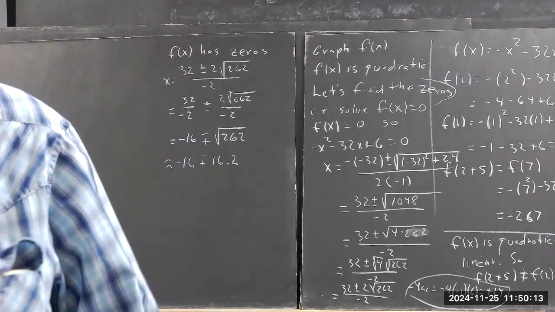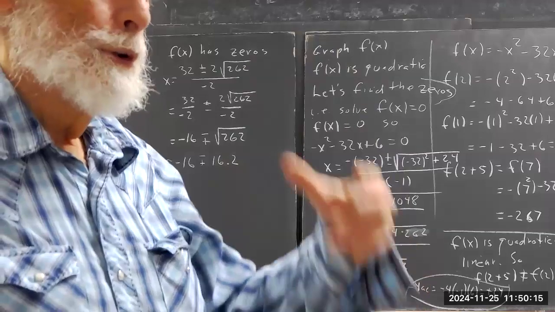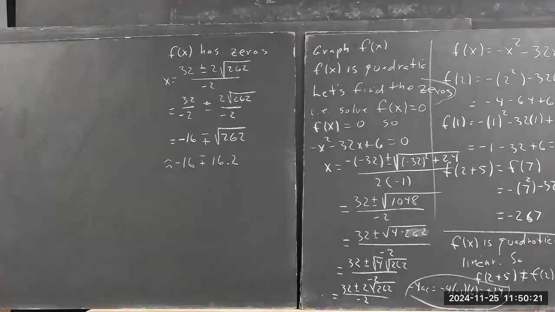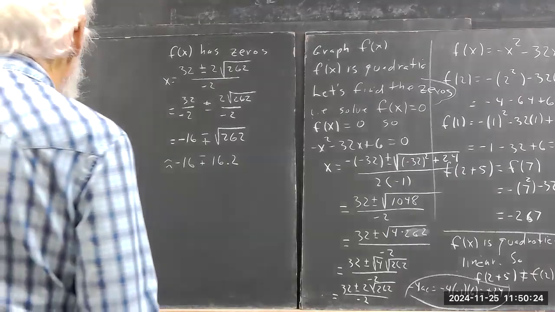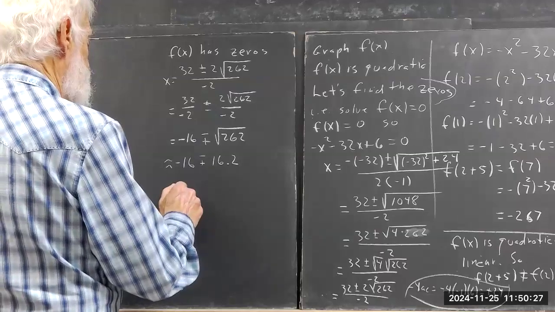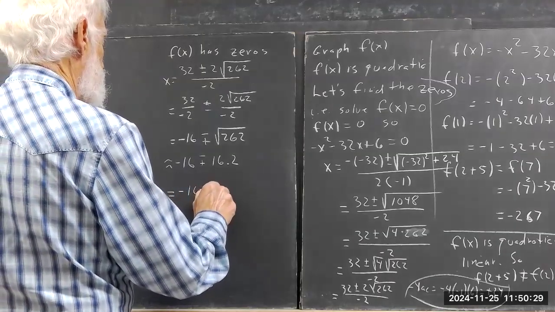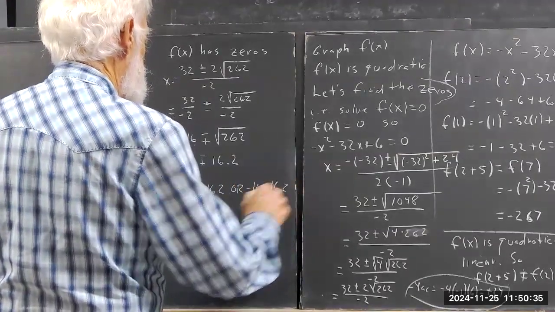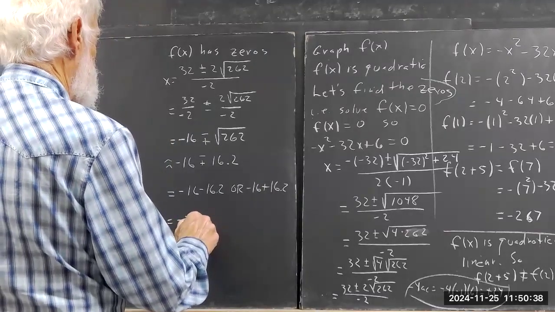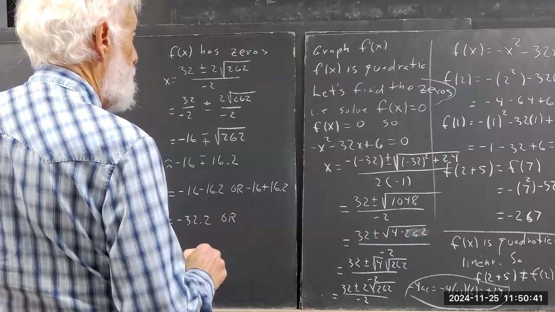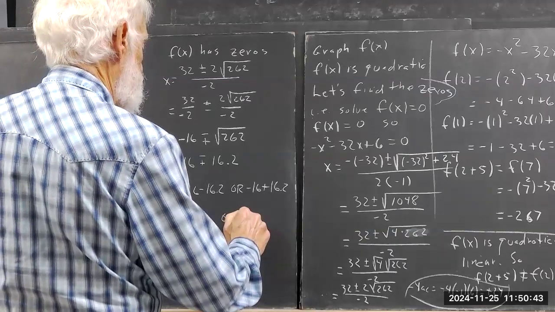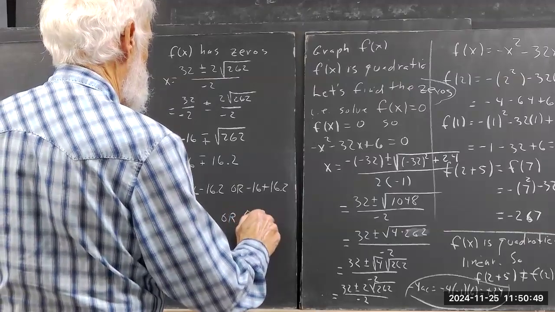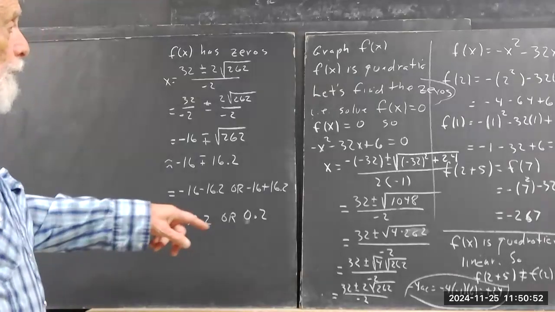Now, it's not exactly 16.2. It's not exactly any number you can write out. But if we're going to put it on a graph, as we're going to do, then we need a number there. So that is, it will be either this or that.